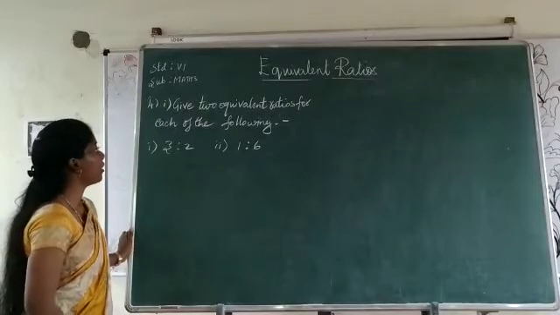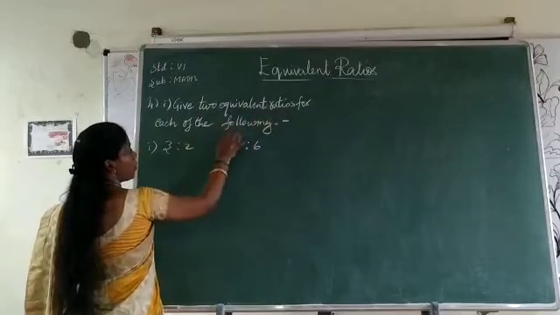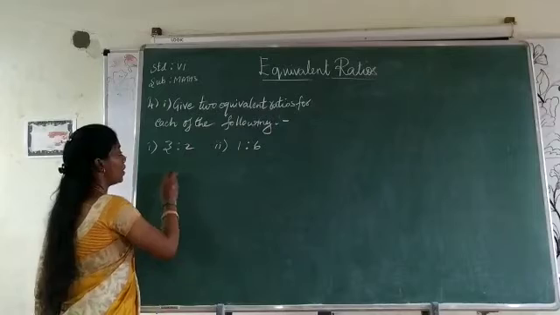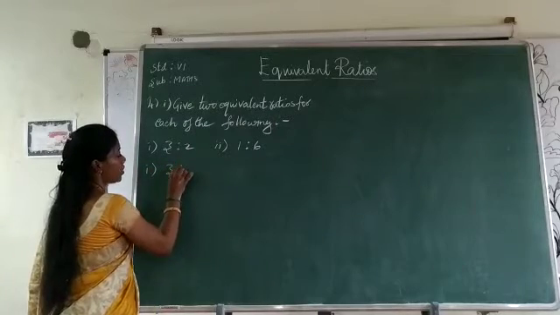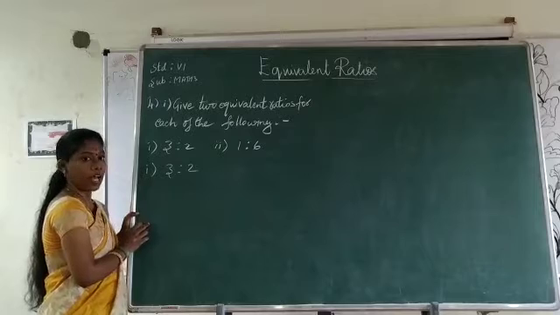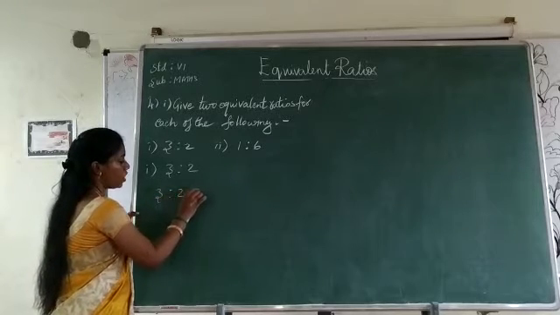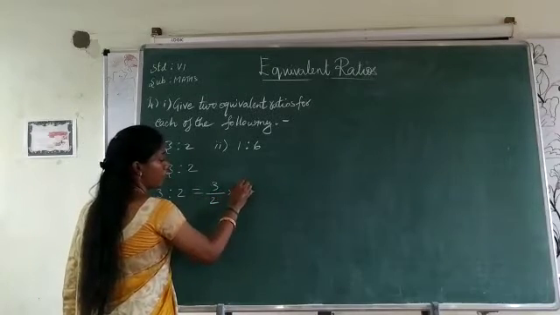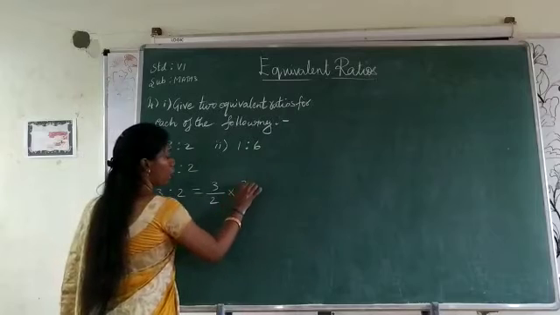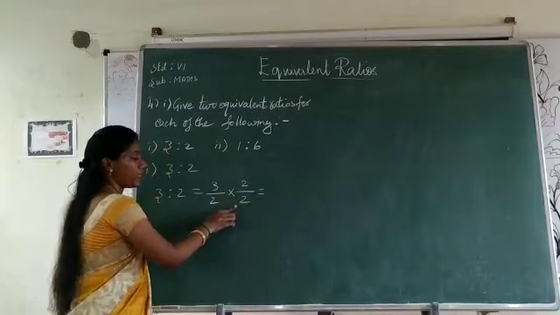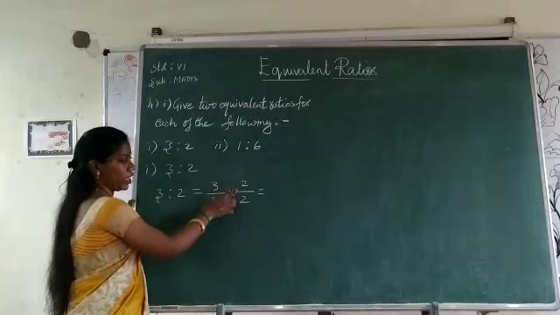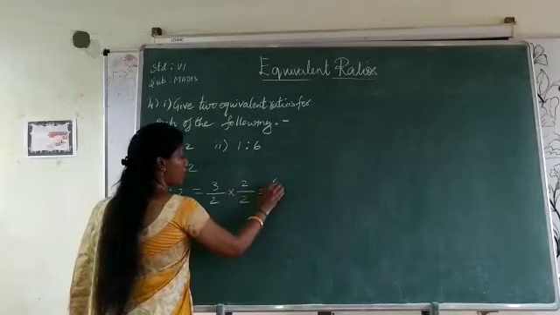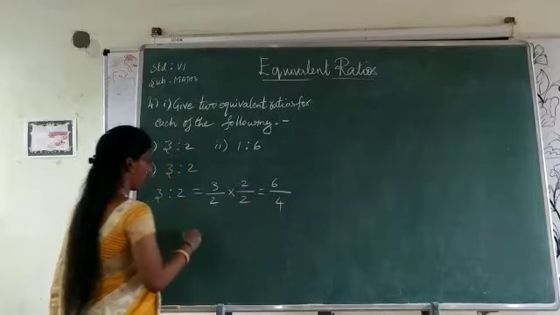The next sum is, give two equivalent ratios for each of the following. First question is 3:2 and the second one is 1:6. The first sum, the given question is 3:2. First step, you have to change it into fractional form. 3:2 is equal to 3/2. And then you have to multiply by the smallest number first, 2/2. In numerator and denominator, you have to multiply by the same number only. 3 into 2, 6, divided by 2 into 2, 4.